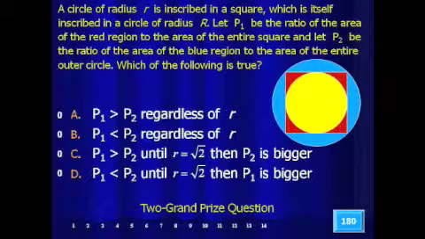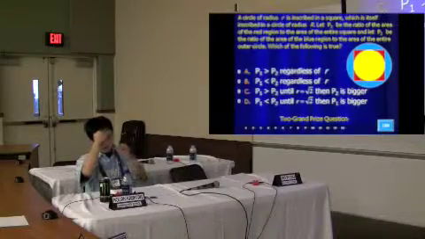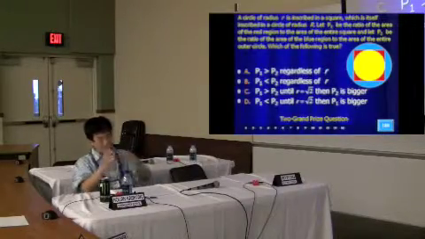A, p sub 1 is bigger than p sub 2, regardless of lowercase r. B, p sub 1 is less than p sub 2, regardless of lowercase r. C, p sub 1 is bigger than p sub 2 until lowercase r equals square root of 2, then p sub 2 is bigger, or D, p sub 1 is less than p sub 2 until lowercase r equals square root of 2, and then p sub 1 is bigger. It looks like you understand the question? Yeah. All right, you got 3 minutes.